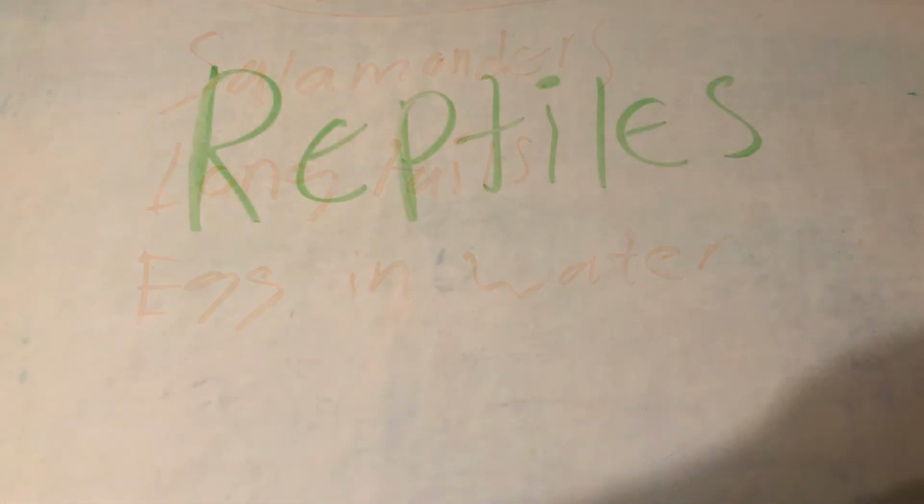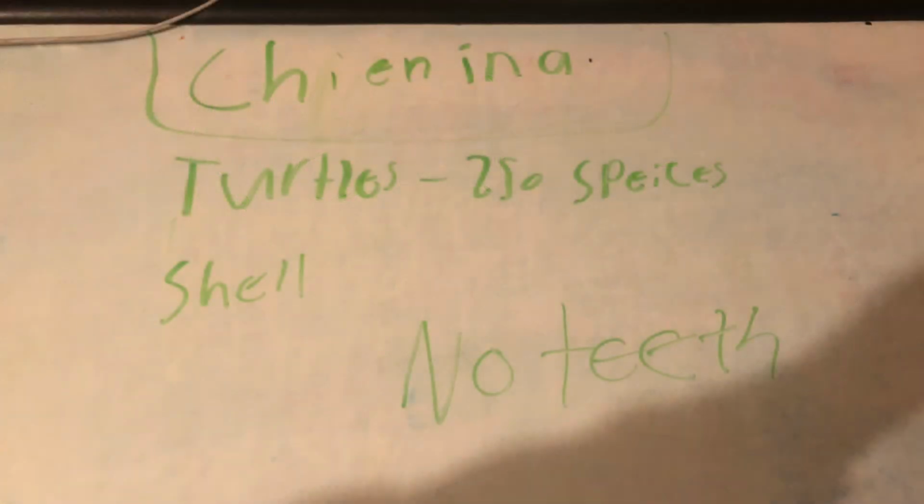For our reptiles, okay, so for our evolution, we have basically the difference between amphibians and reptiles. A reptile doesn't need water. They can live without it. And that's a higher evolution. So our first one is Testudines. These are turtles. They have shells. There's 250 species of them. And they don't have any teeth.